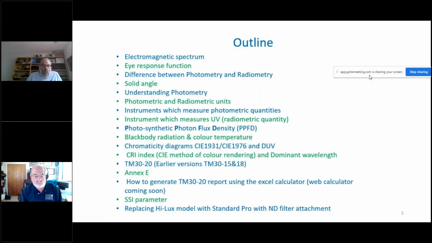And then the SSI parameters that are used in the film industry. And finally, I'll talk about replacing the high-lux model with the standard Pro with the ND filter attachment. So this is the list.